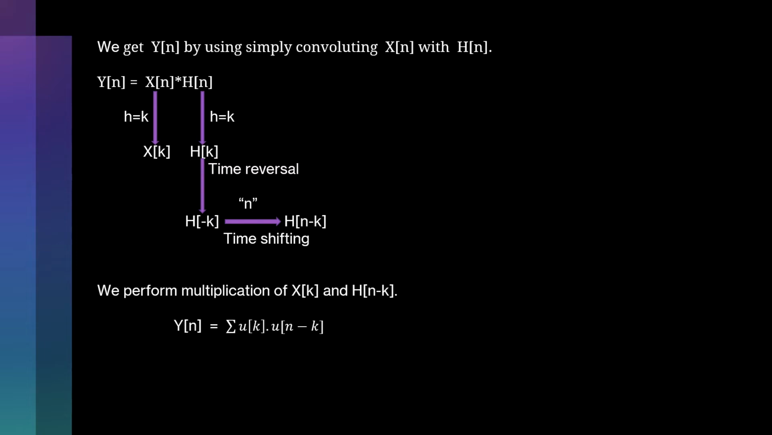Then we perform the time reversal operation and then the time shifting operation, as shown in the given equation. We perform multiplication of x of k and h of n minus k. So this is what we do in convolution operations when we are dealing with the discrete time LTI system and discrete time signals.